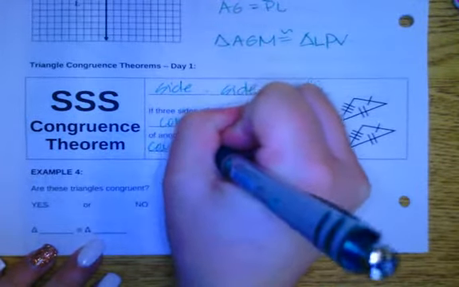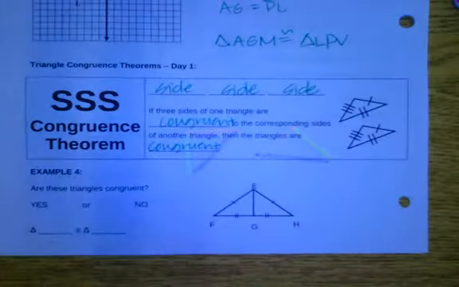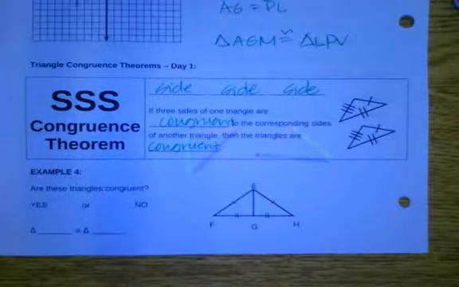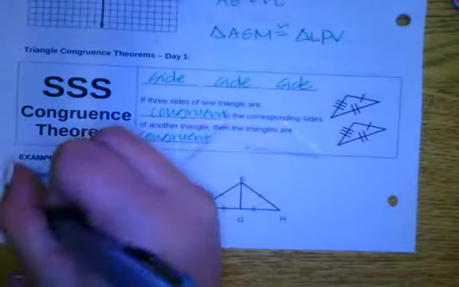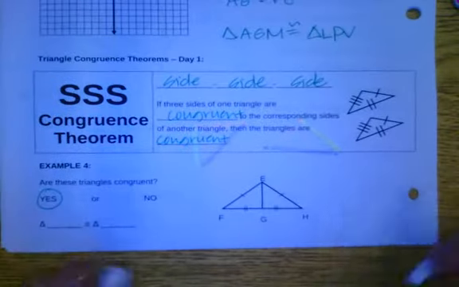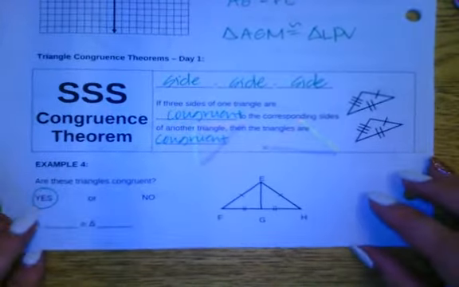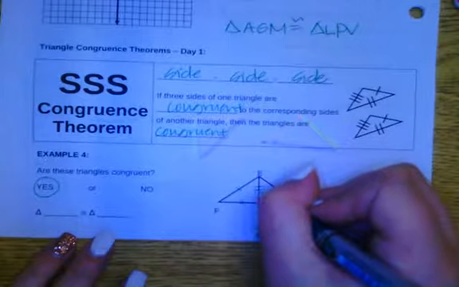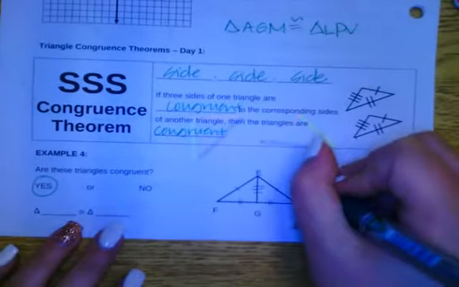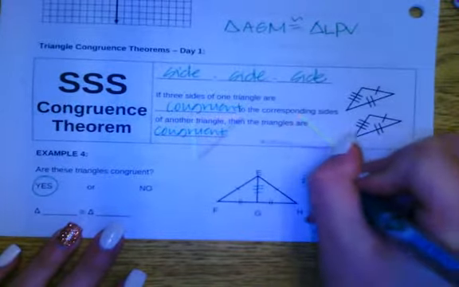Looking at example 4, are these triangles congruent? Yes. How do you know? All the sides. I only see two sides. Where's the third? They share it. They share EG, and what property is that? Transitive? Not transitive. Reflexive.